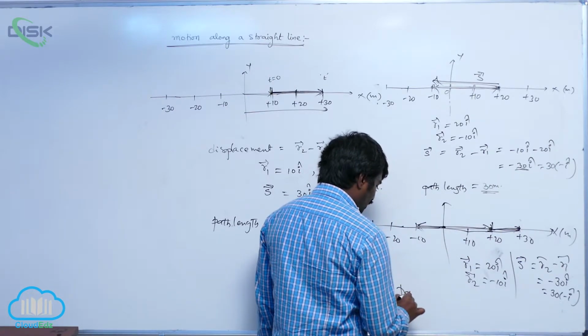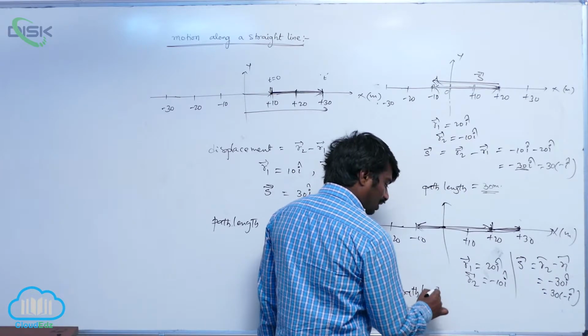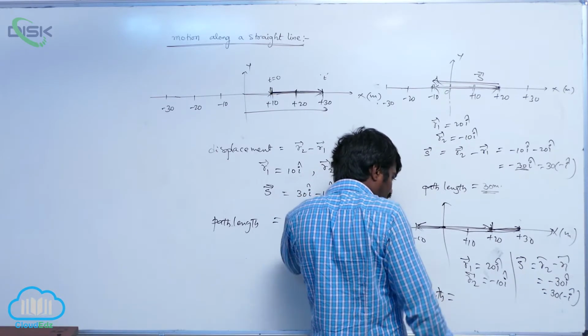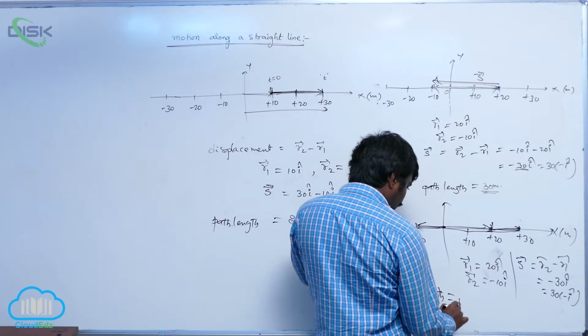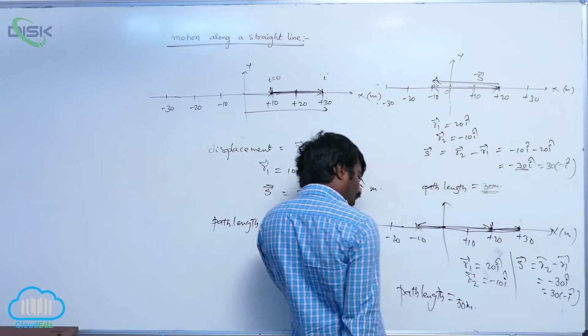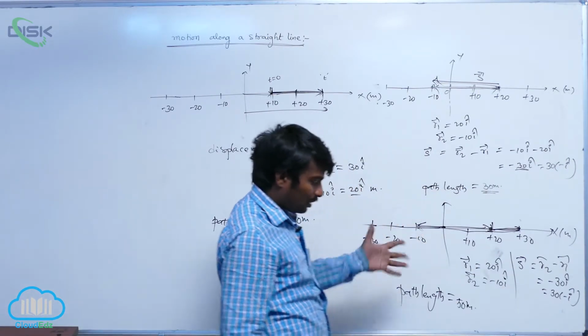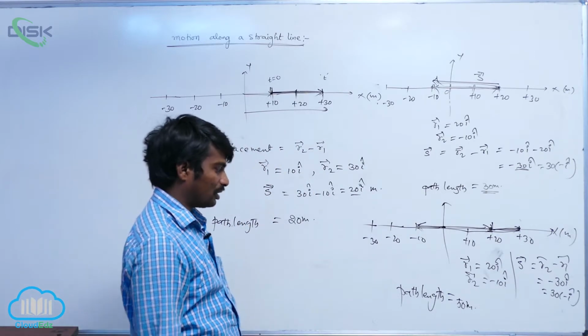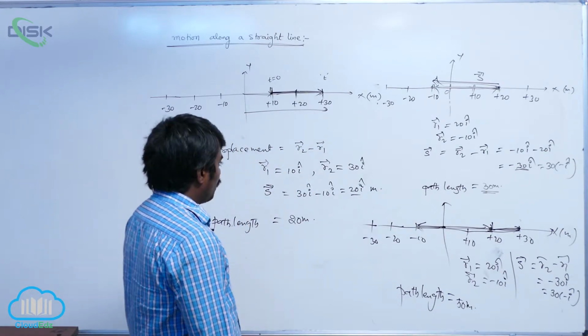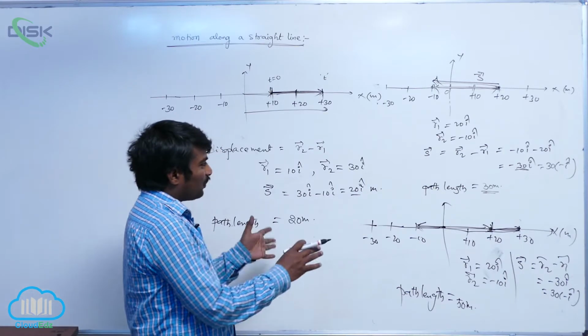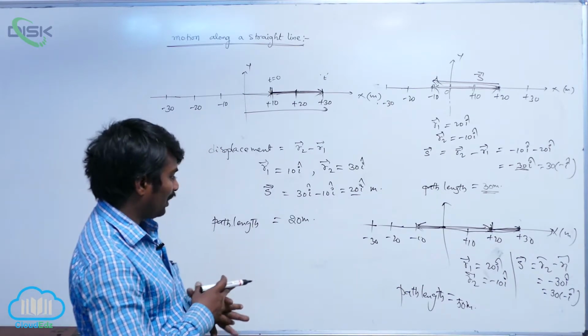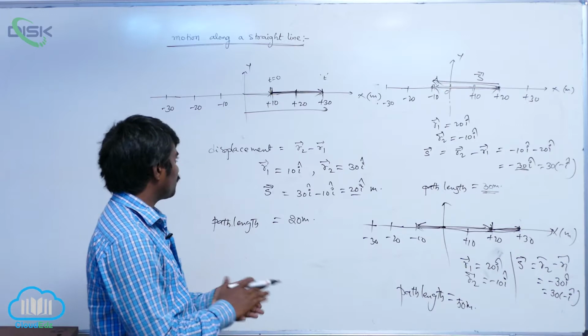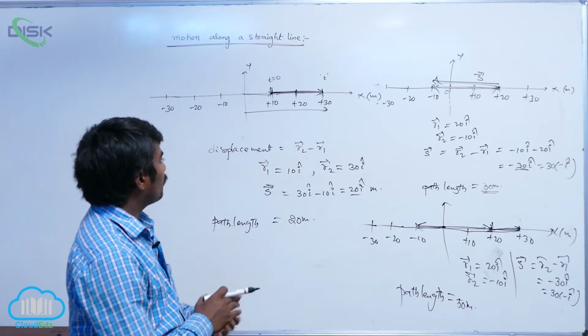So path length, or we also say this as a distance, is equal to 50 meters. And it is a scalar quantity, it does not have any direction, it has only magnitude. Now you can see the difference between path length and displacement from these examples.